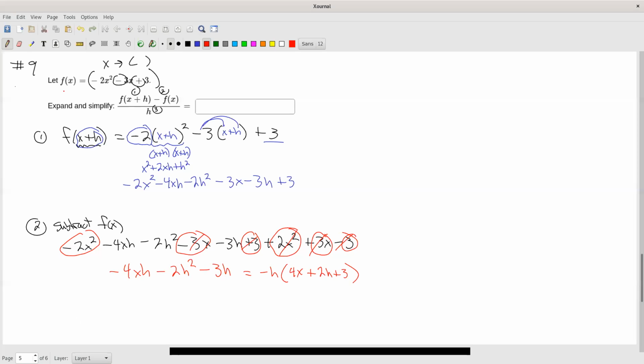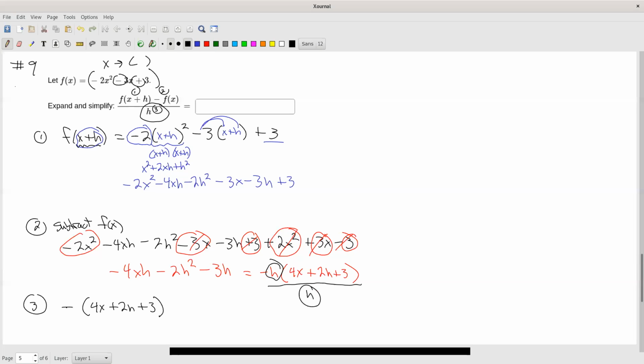All right, step 3 is to do the division by h. So step 3 here, I'm just going to take this thing right here and divide by h. Ooh, that's lovely because I factored an h out. Don't forget about that negative. So that's going to give me a negative parentheses 4x plus 2h plus 3. And notice they didn't ask me to take the limit. They just asked me to clean up the fraction. There's my cleaned up fraction right there.